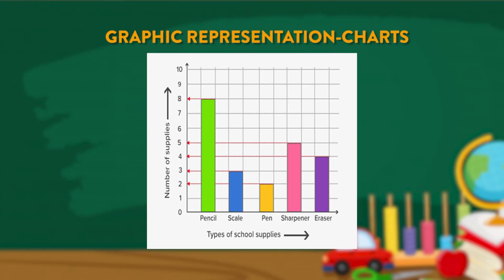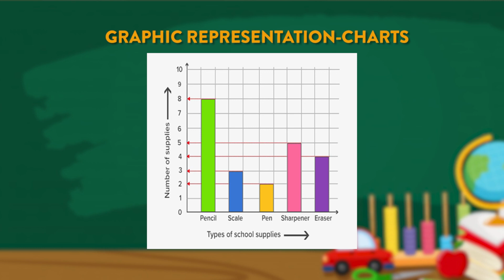Now let's do a little work with a few examples of graphical representations using graphs and timetables. The first one I have here is a graph. On this graph, the information that we are representing is types of school supplies. If you look carefully, we're going to be looking at pencils, scales, pens, sharpeners, and erasers. The graph shows the amount of school supplies mother bought at the supermarket.